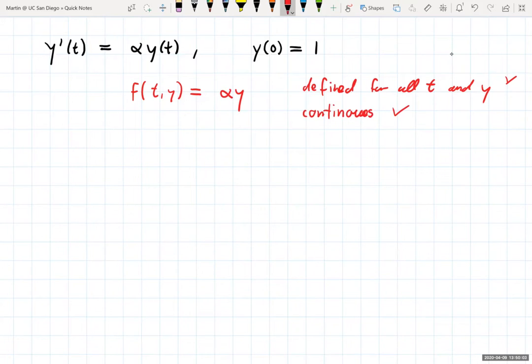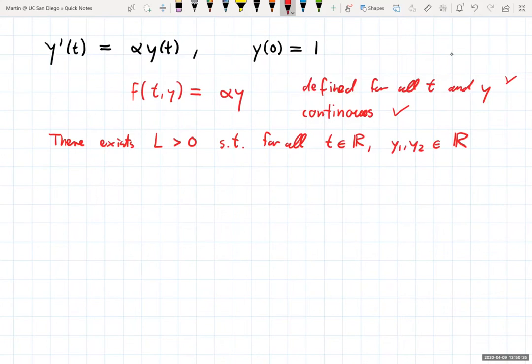And we need to check this inequality. So we want to show that there exists L greater than 0 such that for all times t, the real numbers for any time, and let's say for all y1 and y2 from the real numbers, we have that the distance between f(t,y1) and f(t,y2) is bounded by L times the norm of y1 minus y2.